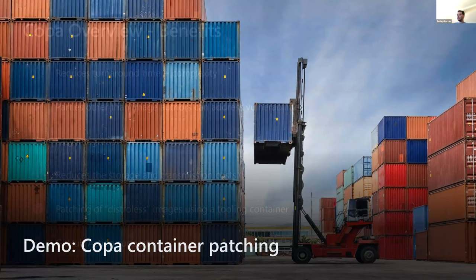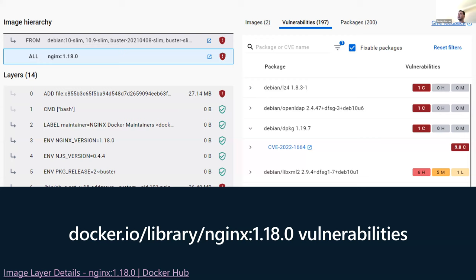Let's look at a demo. For this demo, we are just going to look at a real life example. I just pulled this from Docker Hub. This is an old Nginx image, 1.18.0. We're just going to look at the vulnerabilities in this package, and specifically at this dpkg package, which has a critical vulnerability. Again, this is an old image, so it is going to have a lot of vulnerabilities, as you can see in Docker Hub.